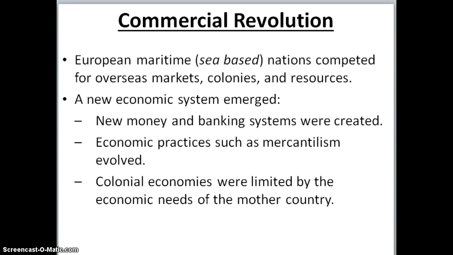So, Commercial Revolution. European maritime nations competed for overseas markets, colonies, and resources. A new economic system is going to emerge. We're going to have new money and banking systems created. Economic practices such as mercantilism are going to evolve, and colonial economies are going to be limited by the economic needs of the mother country.